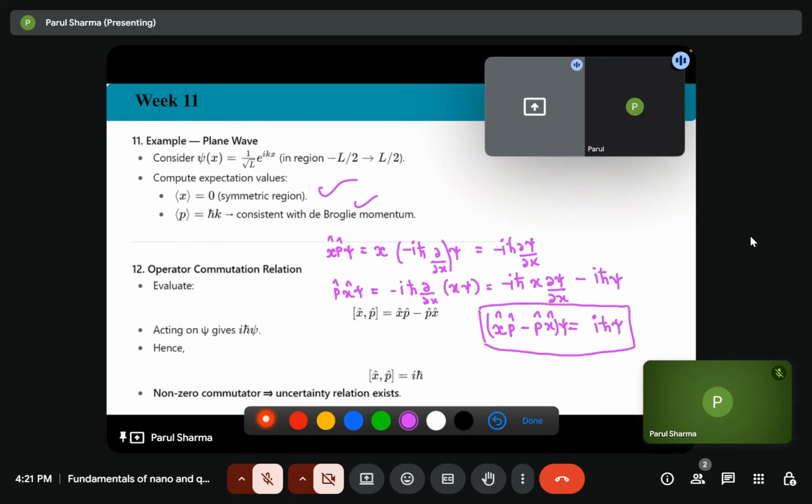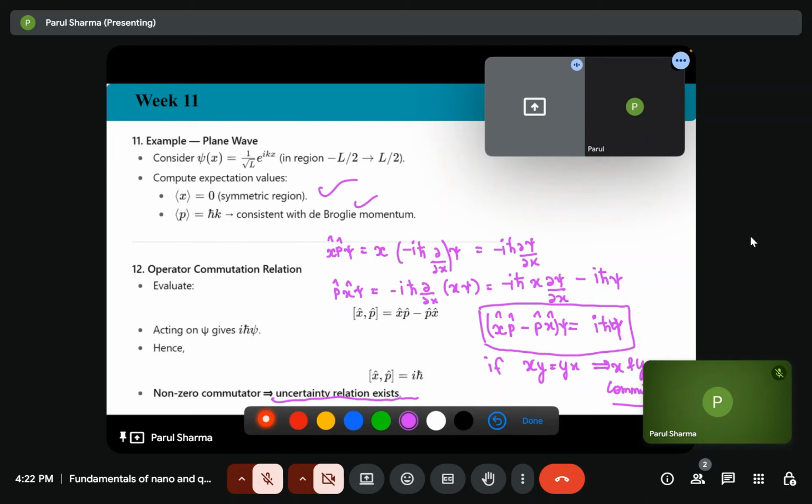It means X and P doesn't commute. If XY is equal to YX, what does it imply? It implies X and Y commute, and we can determine the value of X and Y at the same time simultaneously. But X and P are not commuting with each other. It means uncertainty relation exists. Means we cannot define the two variables simultaneously with precision.